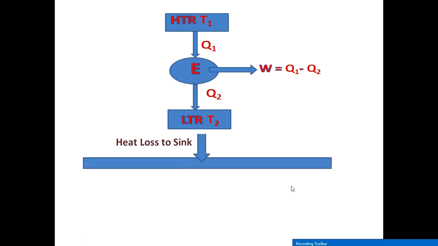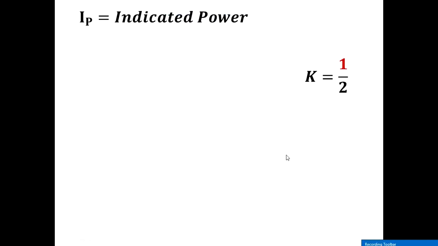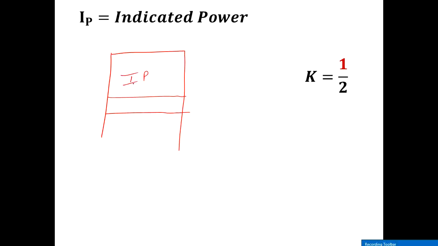Heat loss to the sink. What are the heat losses? Heat carried away by the water, heat carried away by the exhaust gas, and heat loss due to radiation and unaccounted heat. Indicated power: already I mentioned that the indicated power is the actual power developed inside the engine cylinder. So this is the internal combustion engine. You have the engine like this. This is the indicated power, IP.